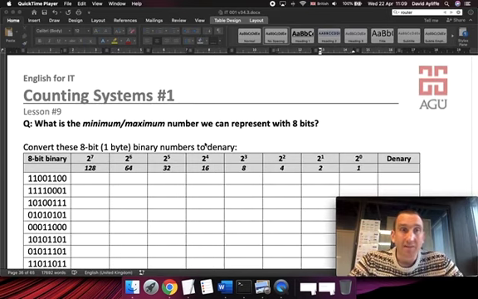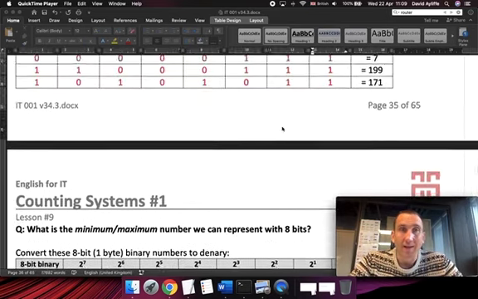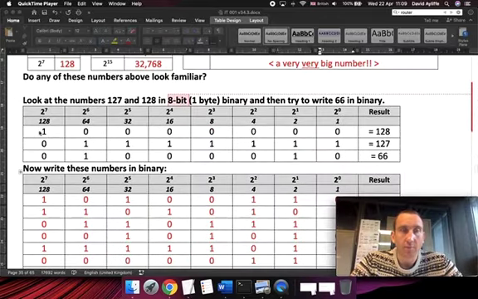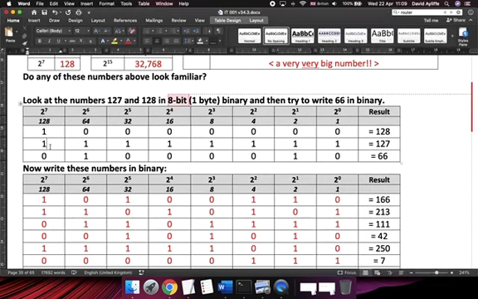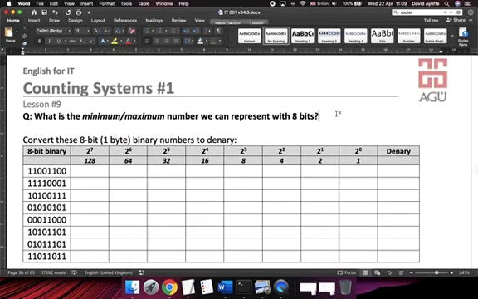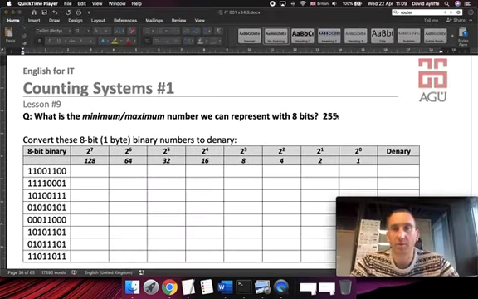Right, okay, so what's the maximum number that we can represent with 8 bits? Well, we need to have a look here. If all of these are 1, we know it's going to be an odd number because we've got 1 here. So 128 plus 64 plus 32 plus 16 plus 8 plus 4 plus 2 plus 1. So the maximum number, I think, is 255.